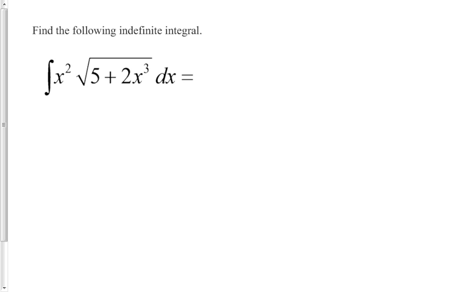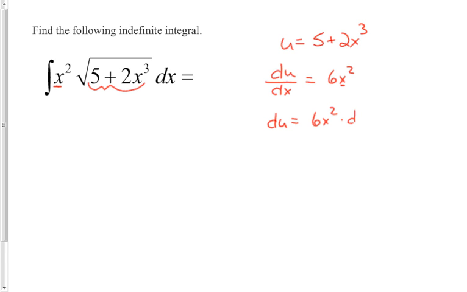Okay, next problem here with the square root. Well, what I think is the messiest part is what's under the square root. So I'm going to try to let u equal 5 plus 2x to the third. My derivative, du dx, will equal, well, the derivative of 5 is 0. I'll end up with 6x squared. That's a little clue there. My x squared and this little extra x squared there, I'm going to be able to take care of that. Okay, so let's rewrite here. We're going to get du equals 6x squared times dx.